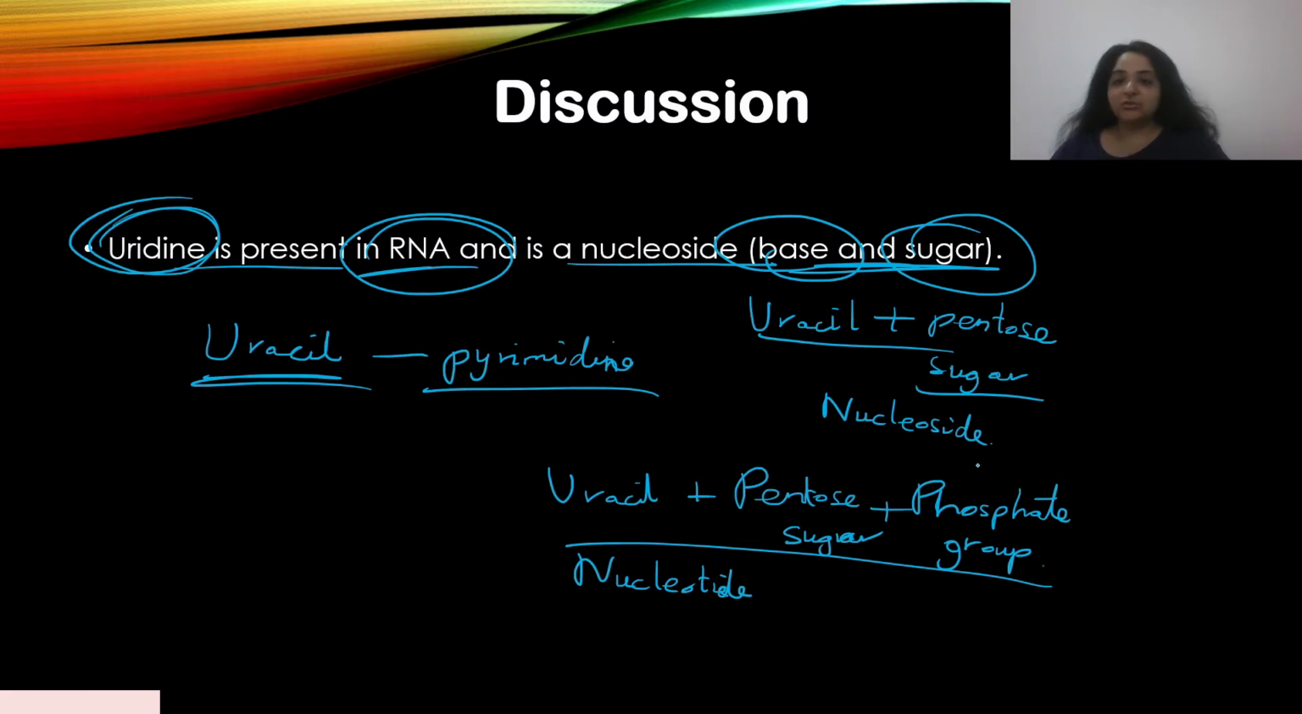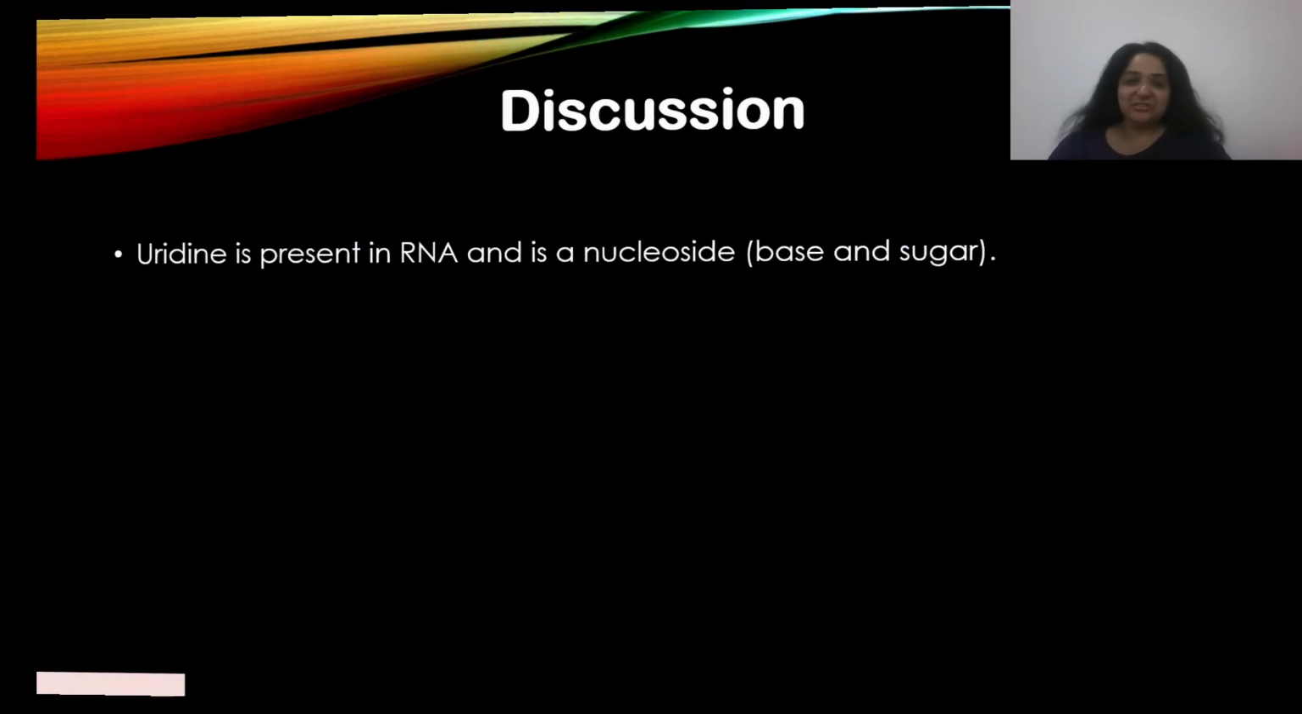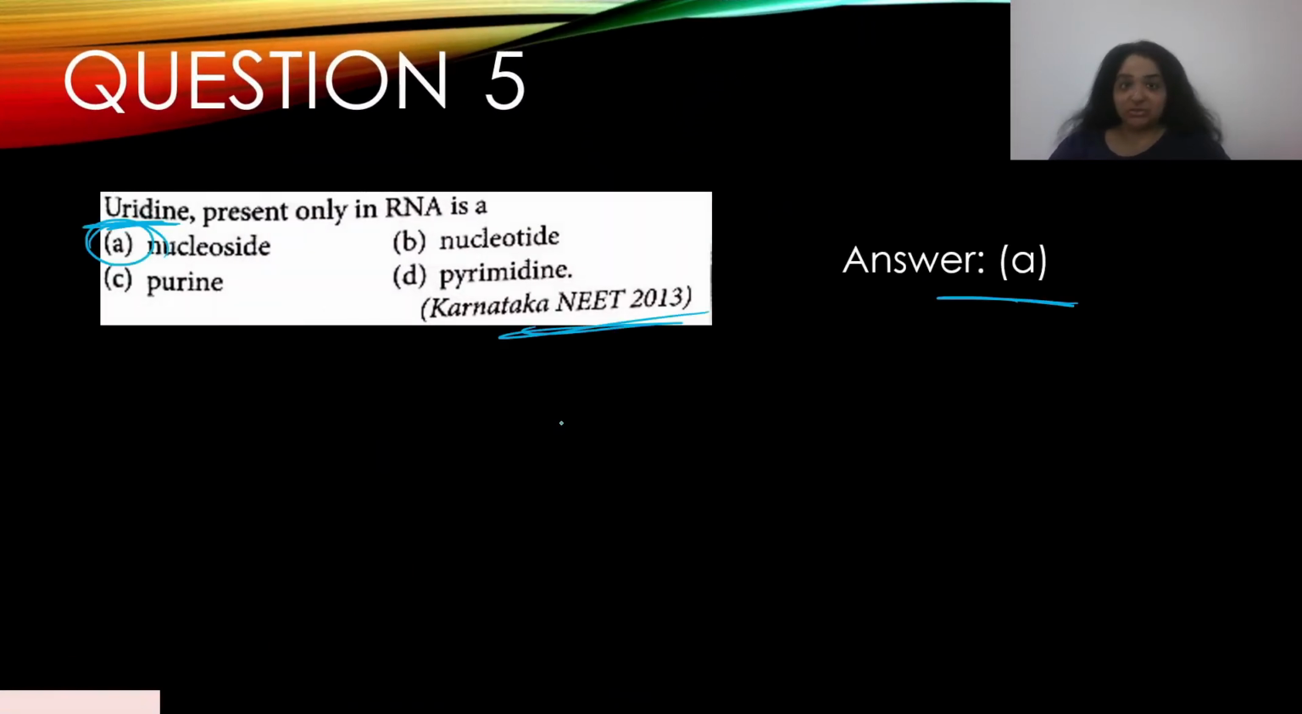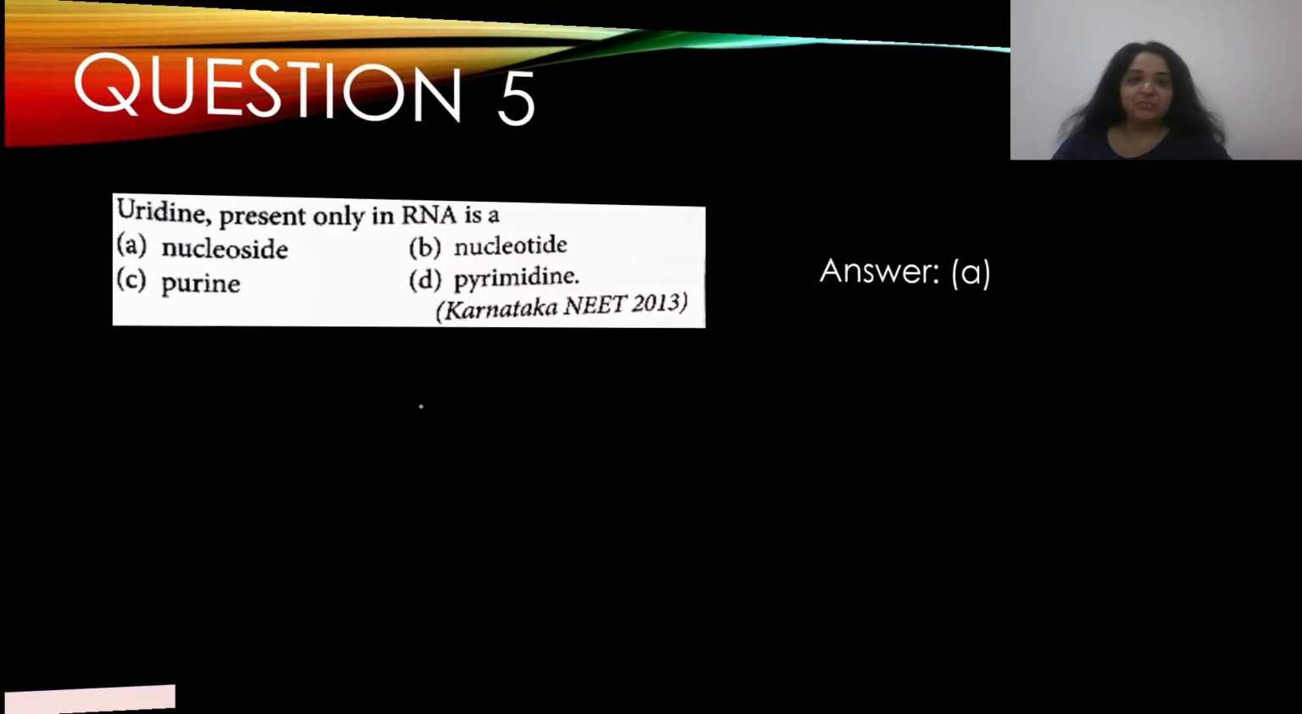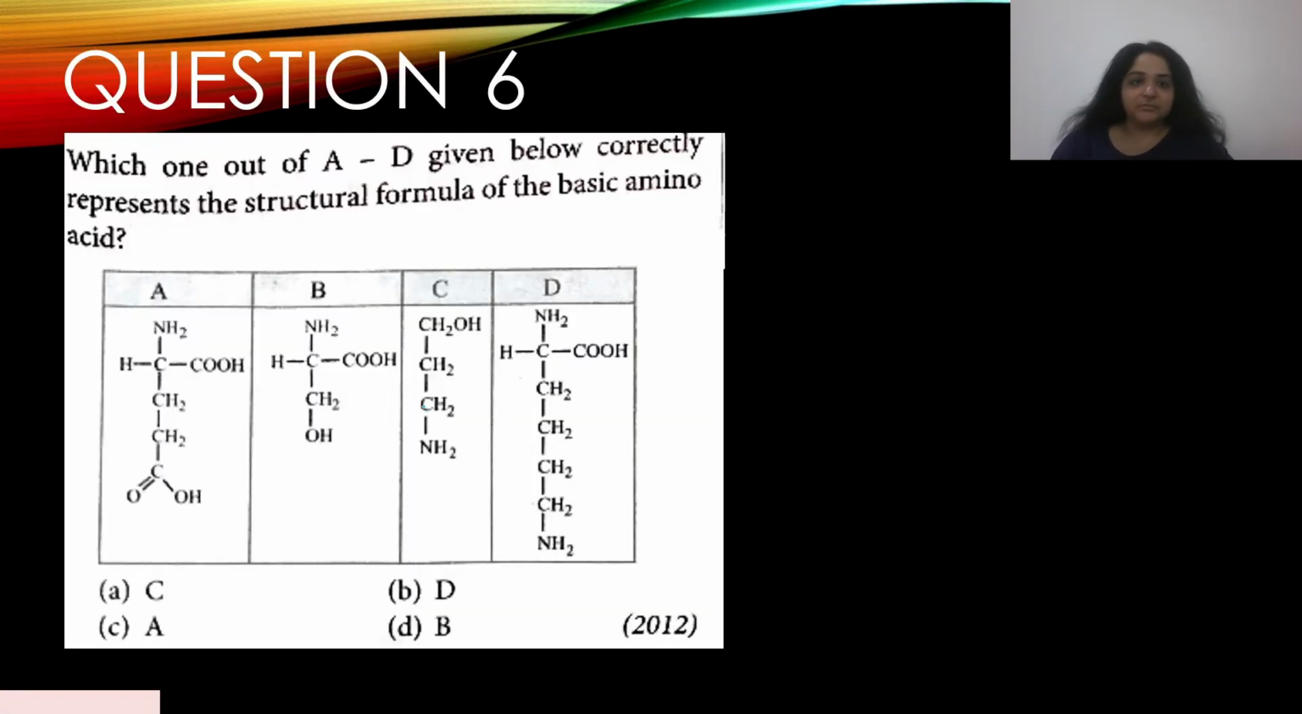Uracil plus pentose sugar forms nucleoside. Uracil itself is a nitrogenous base, also known as the pyrimidine. Okay, and yeah, that's the answer. So again, this is important. You need to remember the difference between uridine and uracil. Don't get confused. Very easy to then select pyrimidine and then you unnecessarily get the question wrong. So it's a nucleoside. Okay, yeah. Move on to question number 6.